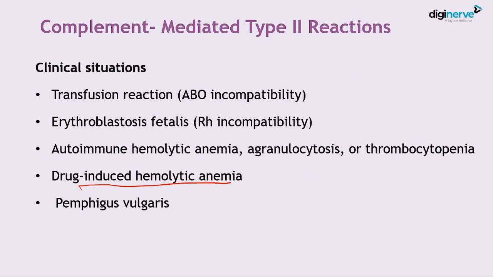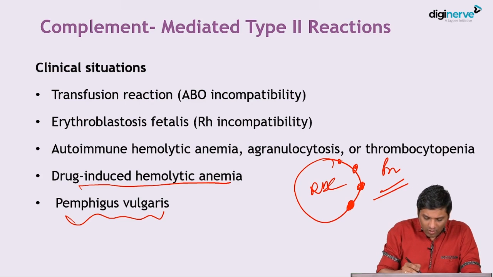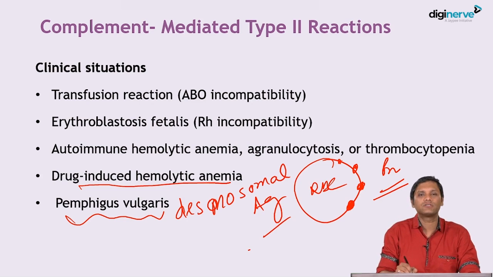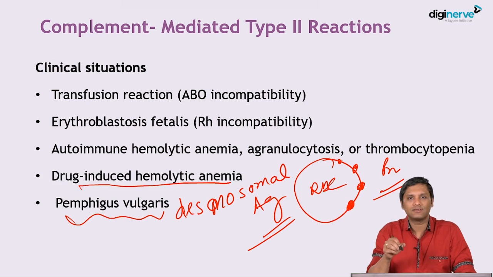Next is drug-induced hemolytic anemia, where the drugs will be coated on the RBCs. The classical example is penicillin. So in drug-induced hemolytic anemia, the antigen is the drug coated on the surface of RBCs. Of course, pemphigus vulgaris is another condition where the autoantibodies are produced against the desmosomal antigens, the desmosomes. So these are complement mediated reactions.